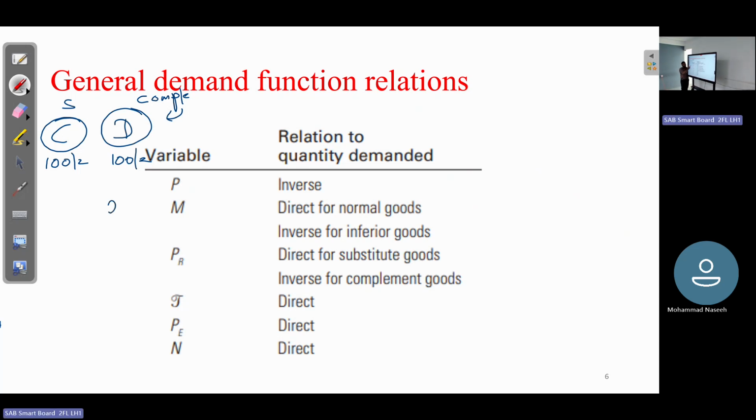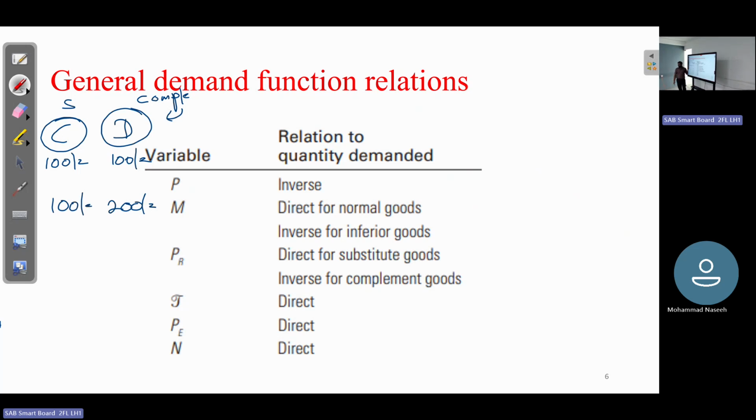Now it is becoming 200. What will happen to the price of C? Not change. When I say the price of the selected product, it does not change. It remains unchanged. Right.